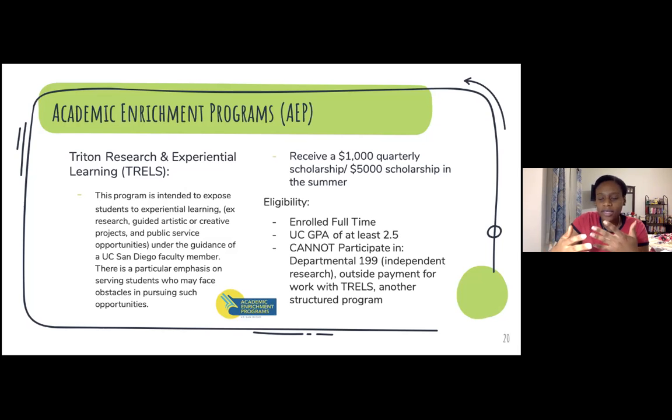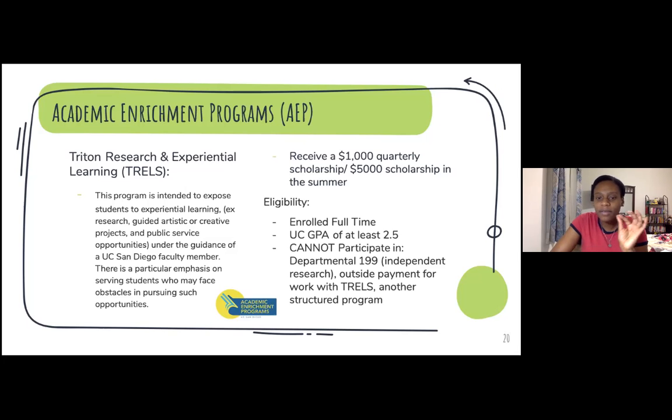So even if you're not a science major, if you have a friend who's looking for research and they're not a science major, they can still apply through TRELS. The amazing thing about this program is that if you apply during the quarter, you get a $1,000 scholarship taken off of your tuition. And if you apply during the summer, you get $5,000. So for 10 weeks of work for $5,000, that's pretty good, I would say myself.